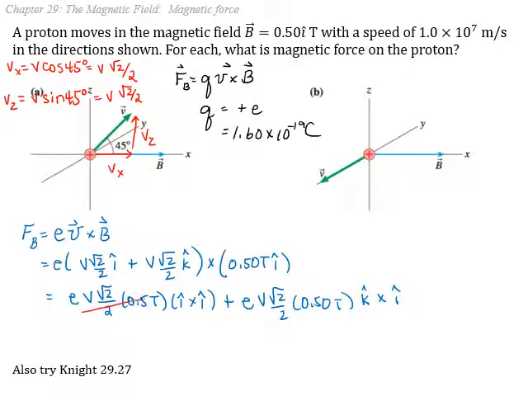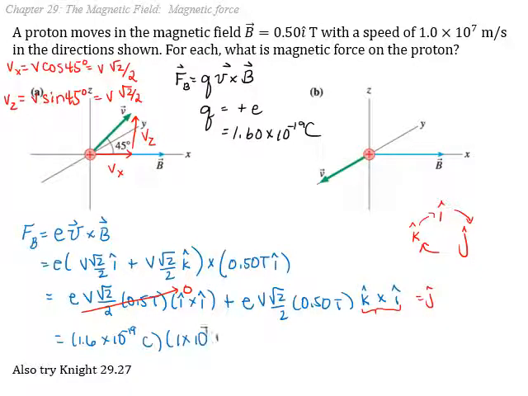This first term is 0 because we know that the cross product of parallel vectors equals 0. For this one, what is k cross i? Well, you might do the triangle or you might just remember. We see that k cross i is equal to j. All right, let's put all this together. We've got e, 1.6 times 10 to the minus 19 coulombs, times V, 1 times 10 to the 7 meters per second, times square root of 2 over 2, times 0.50 teslas, times our direction j hat.